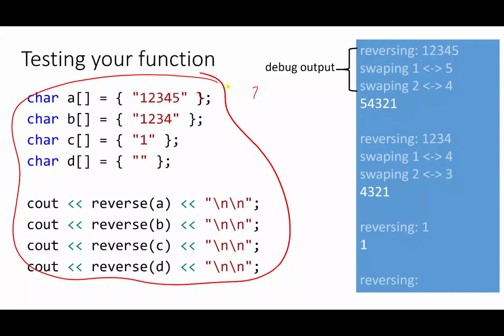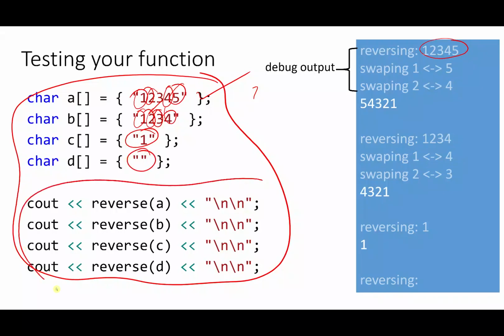For this one, it's just going to reverse 1, 2, 3, 4, 5. It's going to swap 1 with 5, 2 with 4, and not swapping 3. Same thing in here: 1 with 4, 2 with 3, and that's it. And with 1, it's just not doing anything, not swapping. And for the empty one, it's not swapping anything.